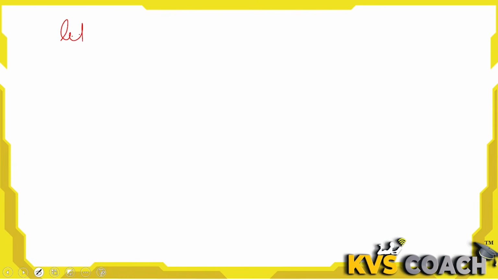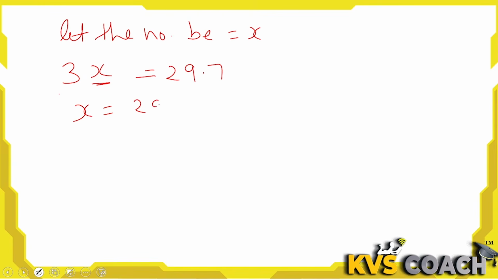Let the number be x. Now 3x, because the student multiplied this number by 3, then 3x is equal to 29.7. The question is saying that. Okay, so the value of x is 29.7 by 3 according to the question. What is the value of this? 3 9s are 27, remainder is 2, and 3 9s are 27 again. Here is 1 dot, here is 1 dot. So after dividing, x will be 9.9.